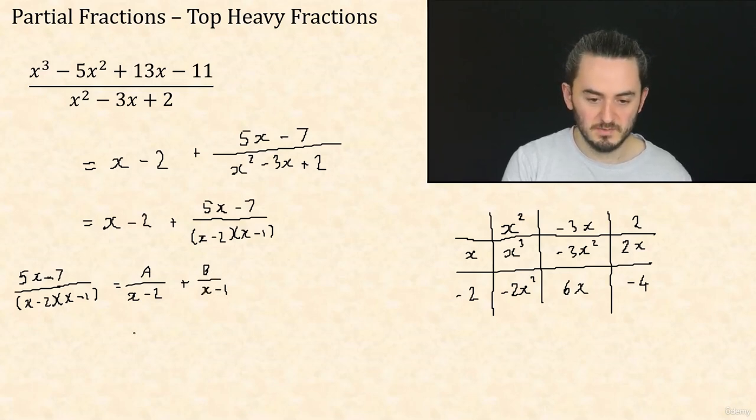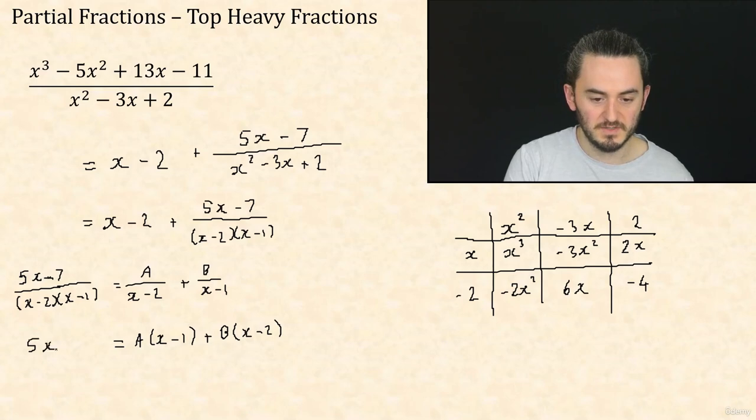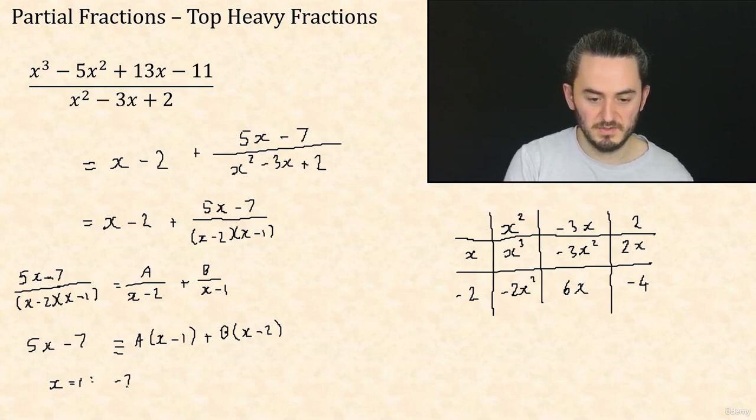Do our usual trick. What's the denominator? What's the numerator over here? It's a times x minus 1 plus b over x minus 2. That should be exactly the same as the numerator here, 5x minus 7. So I'll put a triple bracket there. Now what should I sub in? Well, if I sub in x equals 1, I get 5 minus 7 is minus 2.